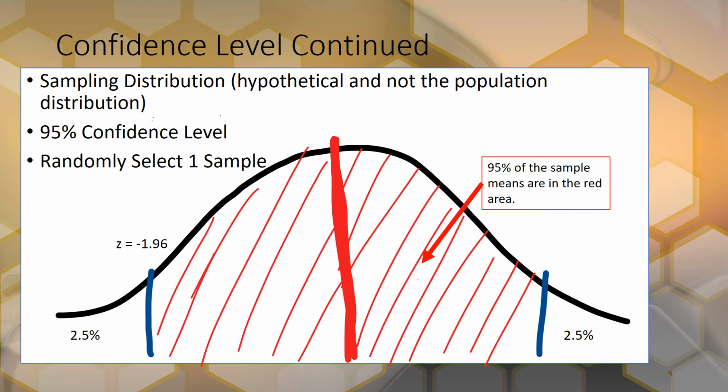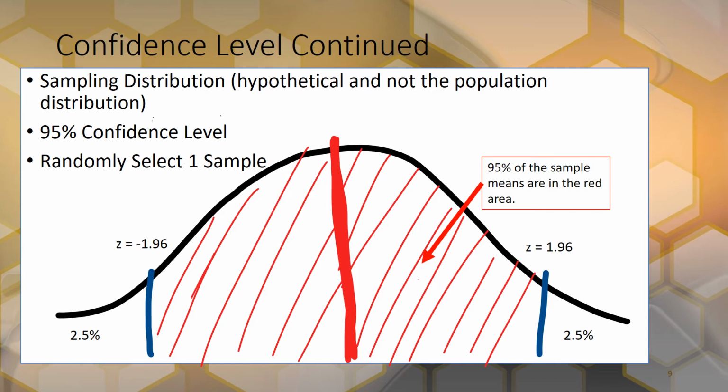And then if you look up 0.95 plus 0.025 and look up 0.975, then you'll get a positive 1.96. So those are our z values, and this is going to determine our confidence level.